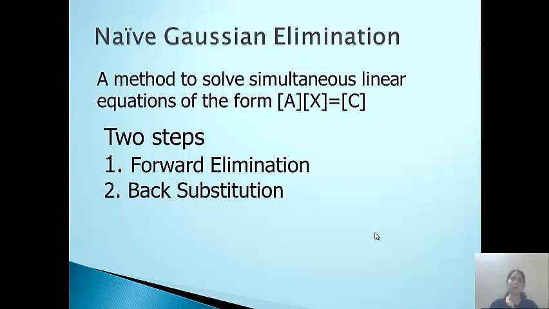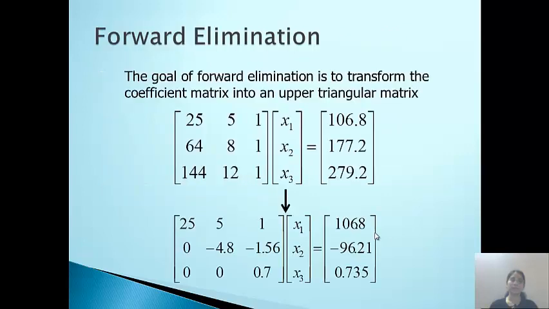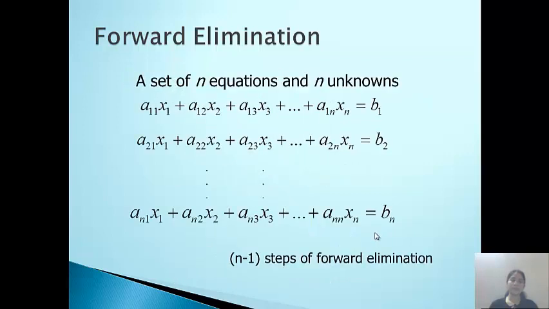First is forward elimination and second is back substitution. Forward elimination is a method to transform the coefficient matrix into an upper triangular matrix, that is, to make the lower triangle elements of the matrix 0, so that the calculation will be easy.